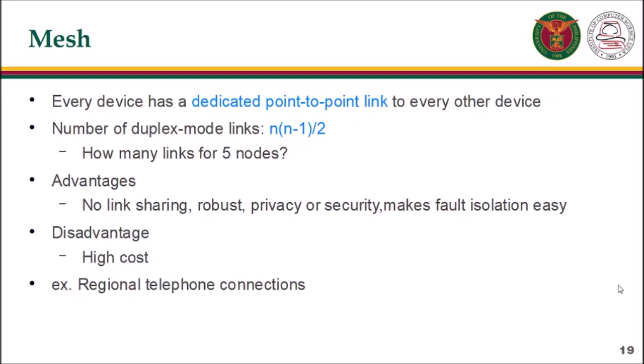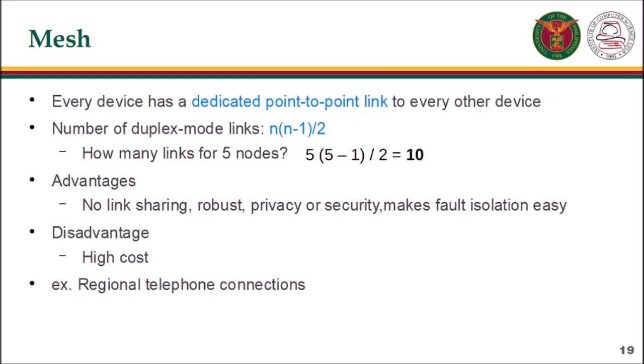In a mesh topology, every device has a dedicated point-to-point link to every other device. The term dedicated means the link carries traffic only between the two devices it connects. To find the number of physical links in a fully connected mesh, we use the formula n times n-1 divided by 2. For example, if we have 5 nodes, we will need 10 links.